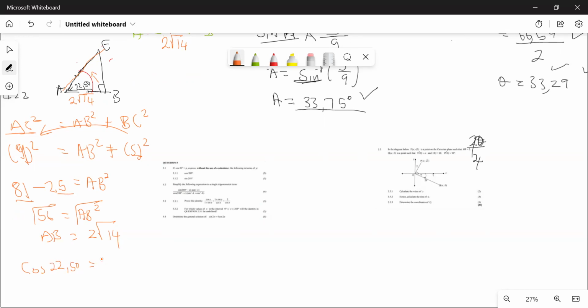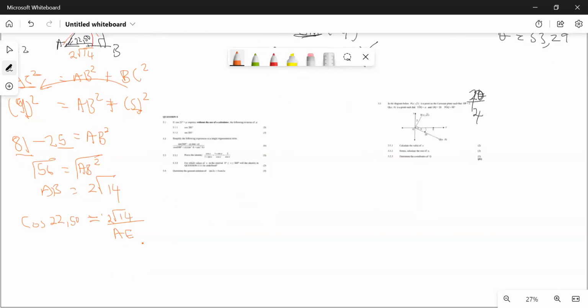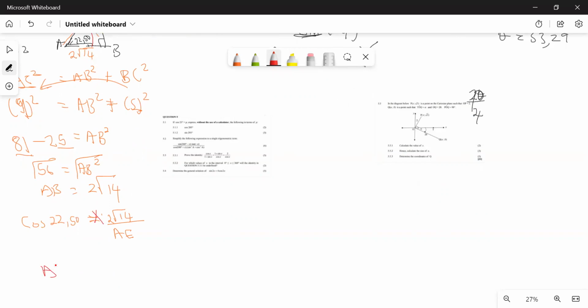Cos is adjacent over hypotenuse. What is the adjacent side? It's 2 root 14, all over the hypotenuse, which is AE. What will you do from here? I will cross multiply. If we cross multiply, we're going to have AE times cos of 22,50 equals 2 root 14.